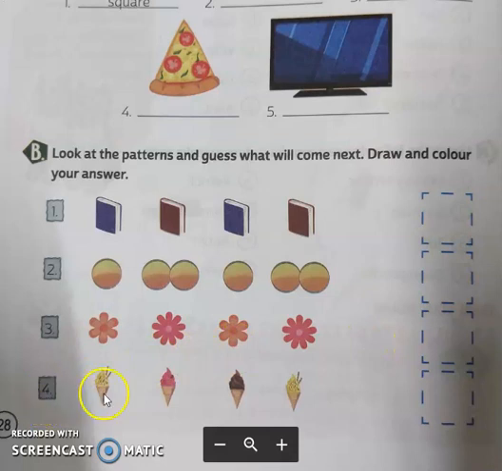Okay, fourth one. Here the pattern gets changed a little. Yellow cone, pink cone, black cone, again yellow cone. So what will be the next? It will be the pink cone followed by a black one. Okay, draw the picture and color it to the similar diagram given in the question.